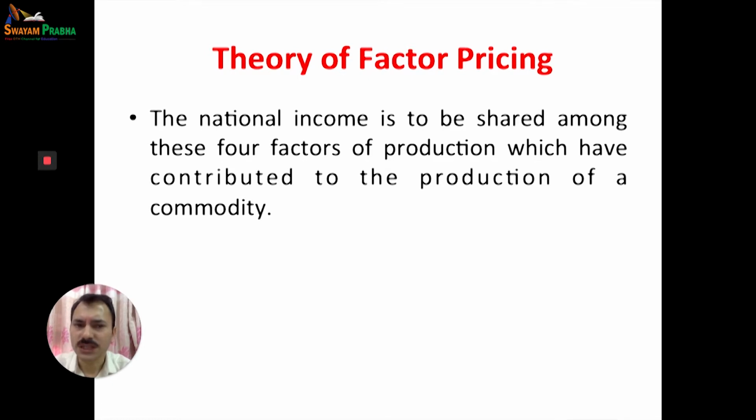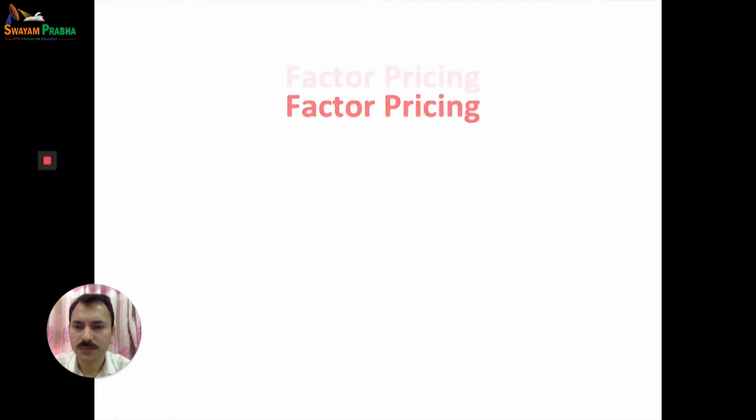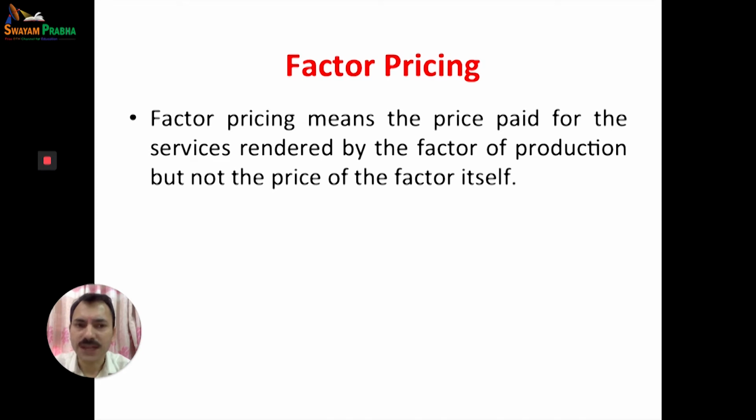National income is to be shared among these four factors of production, which have contributed to the production of the commodity. If you add rent plus wages plus profit plus interest, that is equal to the national income. The factor pricing means the price paid for the services rendered by the factor of production, but not the price of the factor itself. The factor which we are using to produce a commodity, say labor, say capital, and the services rendered by these, for example, we pay them for the use of services, that is called the factor pricing, but not as a factor itself.